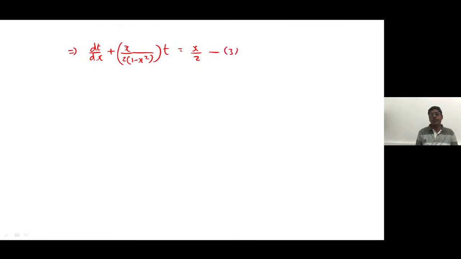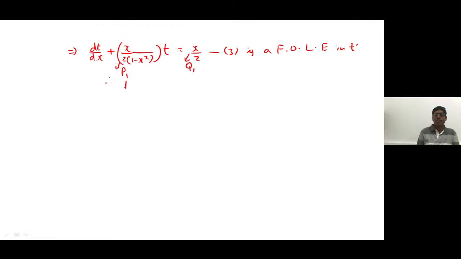Here power of t is 1, no other t term. Its derivative dt by dx having power 1. T and dt by dx are not multiplying. I can say this is a first order linear equation in new variable t. F means first, O means order, L means linear, E means equation. So this is denoted by usually new P, that is P1, and this is Q1.